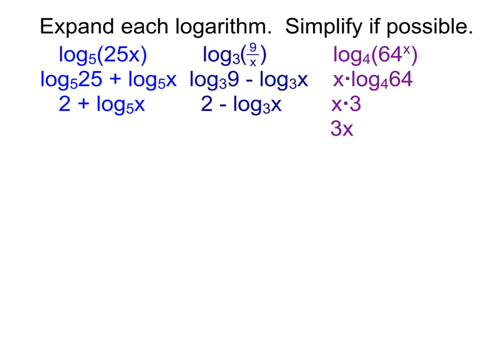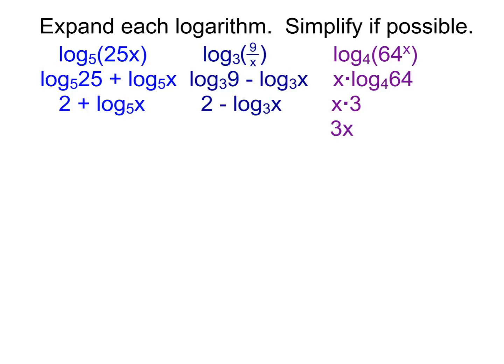So these rules allow us to manipulate these logarithms in such a way that it makes them so much easier to work with. Like, what if we were trying to find a value? Well, it's a lot easier to find log base 5 of a number than trying to multiply that number by 25 and then figure out the log of it. Or it's a lot easier to do 3 times a number rather than 64 to the power of that number and then trying to figure out log base 4 of what.